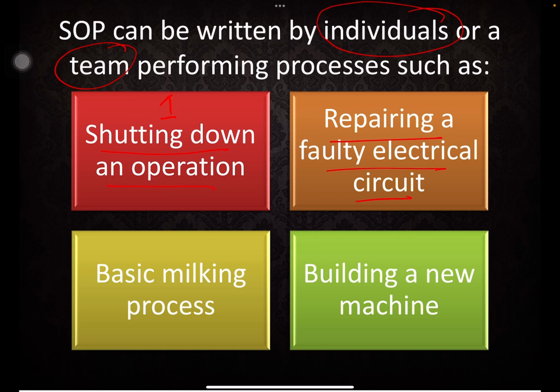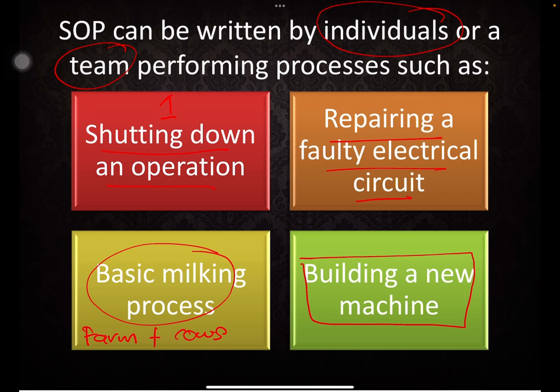or perform the task accordingly or correctly. So basic milking process over here, let's say you own a farm and you have cows. You want to extract the milk, so SOP will help you on the milking process, if it is new for you. And lastly, SOP can also help you to build a new machine. So here are just 4 examples, but actually when we are talking about SOP, it is going to be more diverse.